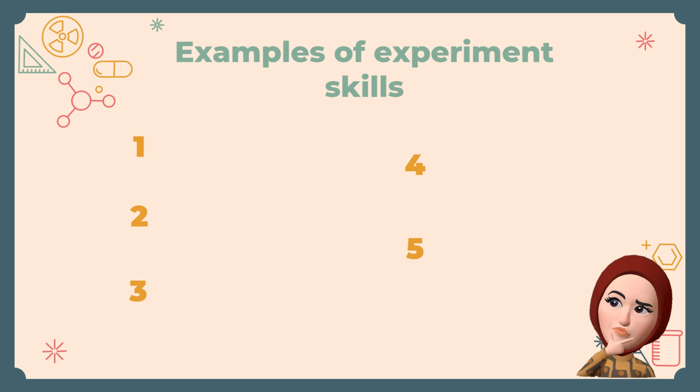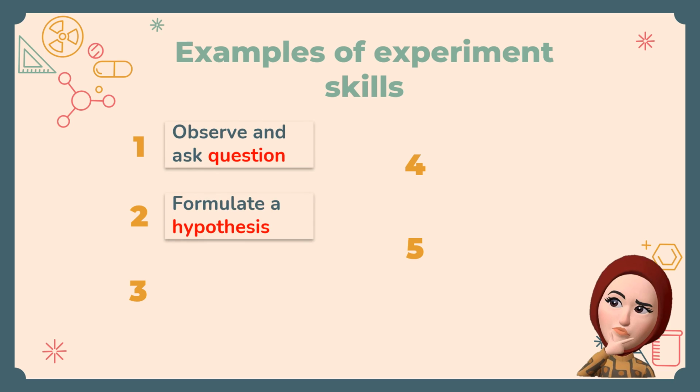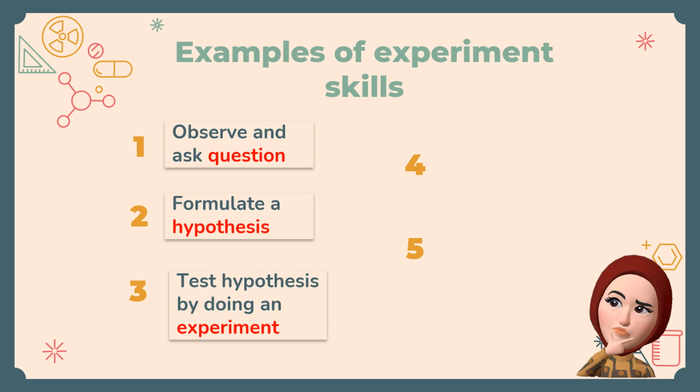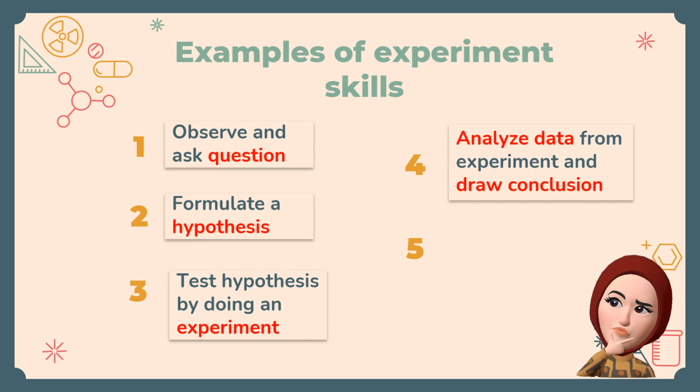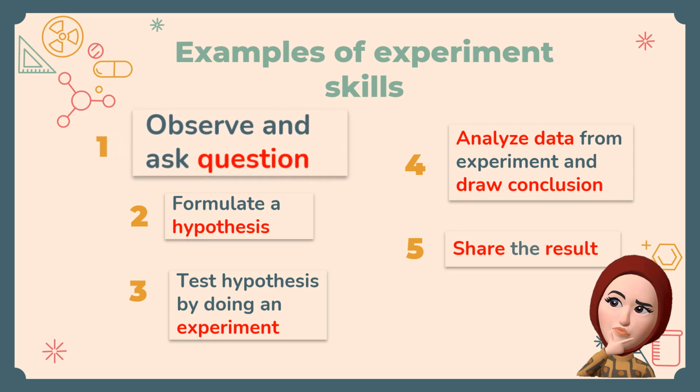There are 5 examples of experiment skills, which are observe and ask questions, formulate a hypothesis, test hypothesis, analyze data from experiment and draw a conclusion, and lastly is share the result. Now we will see the first example, which is observe and ask questions.